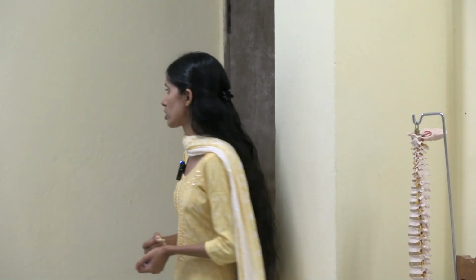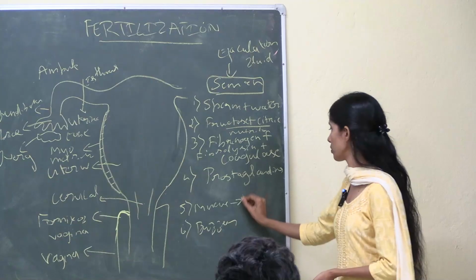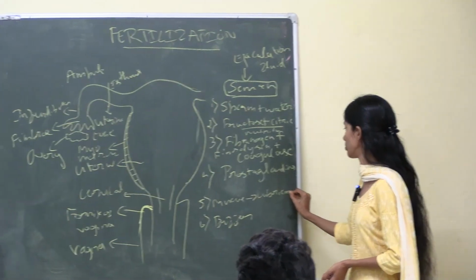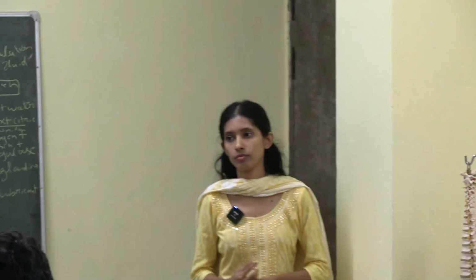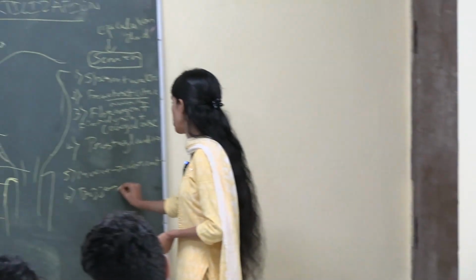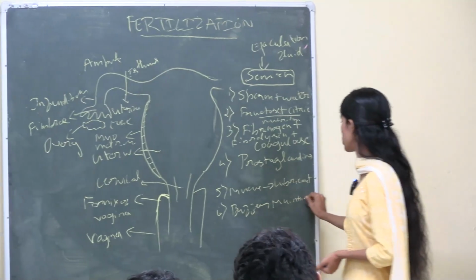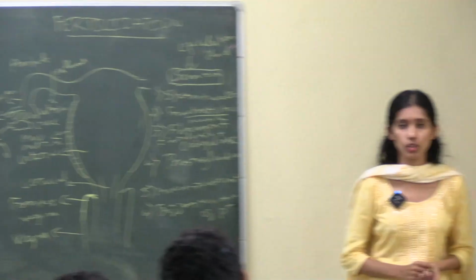Okay, the next one is mucus. Mucus acts as a lubricant. What is the function of lubricants? It avoids the friction and helps in the smooth movement. Okay, that is the function of the lubricants. And the last one is buffer. What is the purpose of buffer? Maintenance of pH. These are the functions of different components present in the semen.